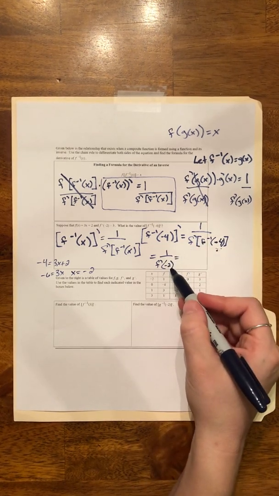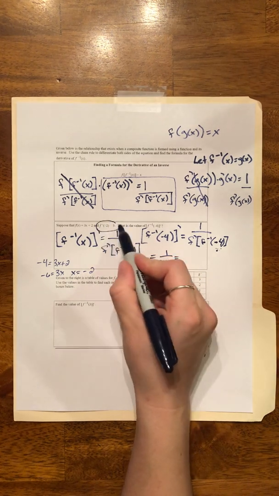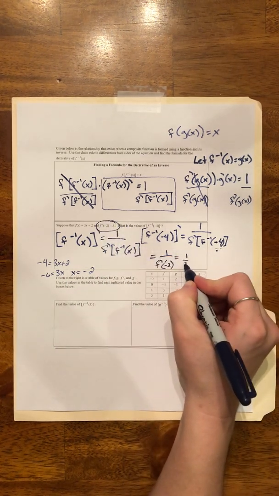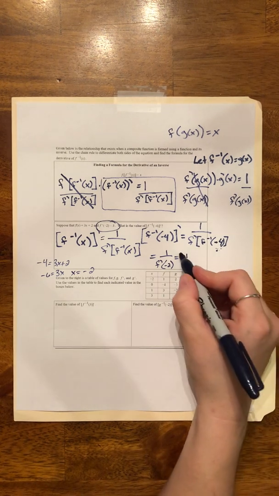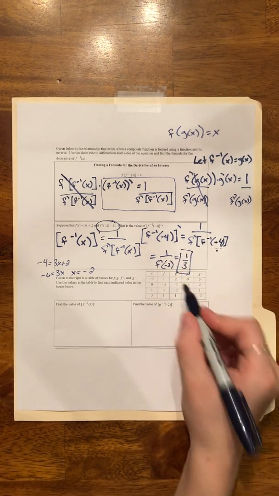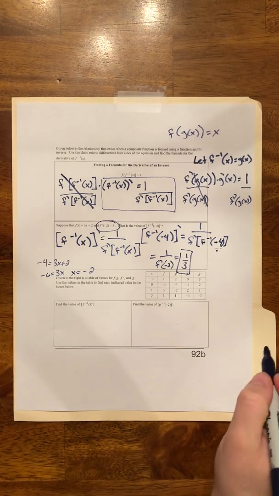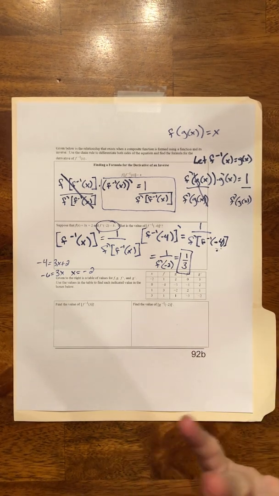F prime of -2 is right here because it was given to me. That's nice. So I get 1/3. Oops, started going into my other table. Not good. Okay, so I get 1/3.